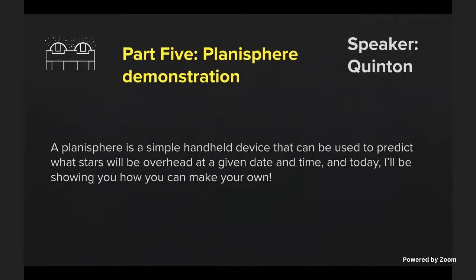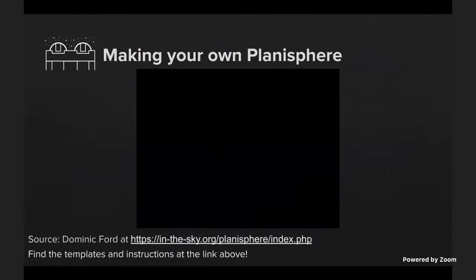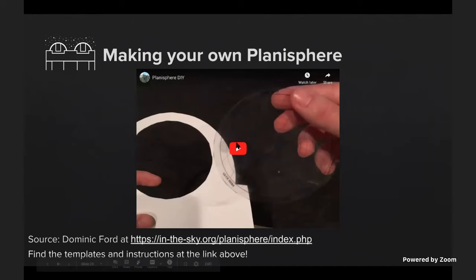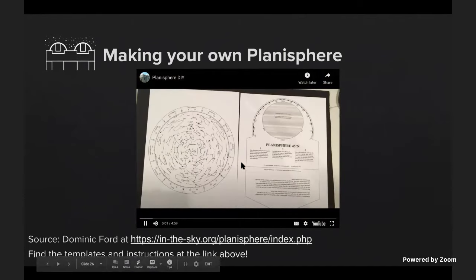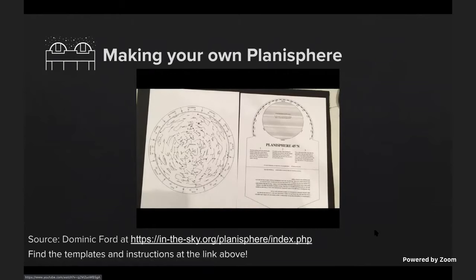A planisphere is a simple handheld device that can be used to map the sky for a certain date and time. And today, Quinton will be showing you how you can make your own in a recorded tutorial. Provided to inthesky.org to access them. Special thanks to Dominic Ford for creating these templates.